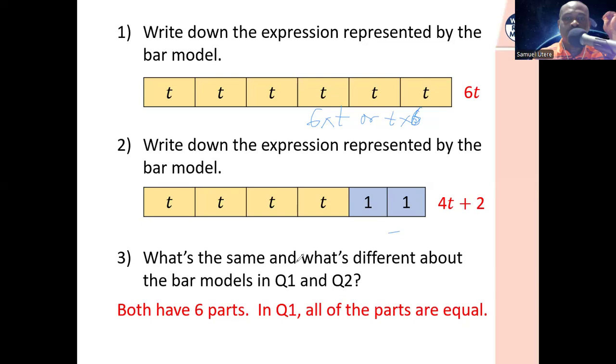Here they're asking you what's the same and what's different about the bar models in question 1 and 2. Well, both of them have 6 parts, but in question 1, all of the parts are equal, whereas here, all of the parts are not equal. We do not know the actual values of t. So we have 4t plus 2. Okay, let's move on.